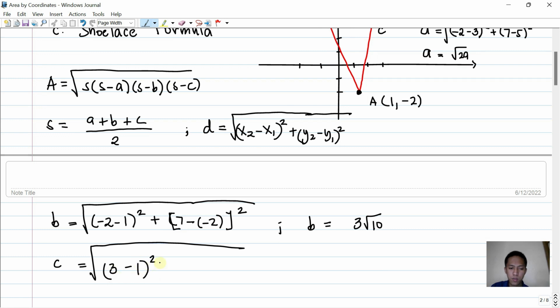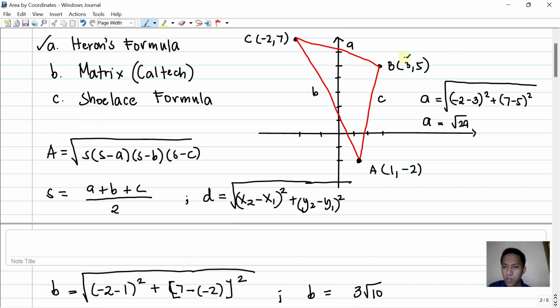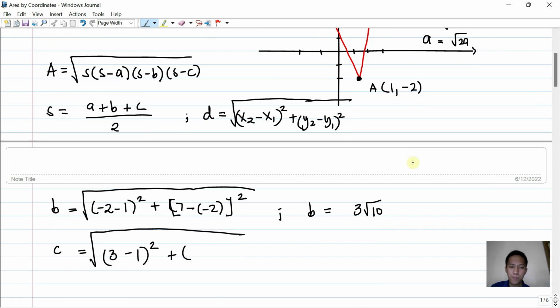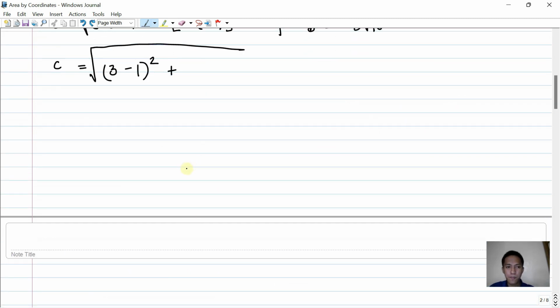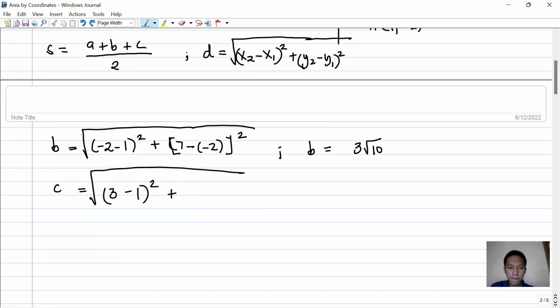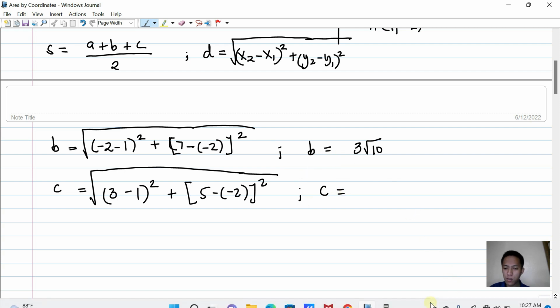So this is squared, plus y sub 2. So y sub 2 is 5 and y sub 1 is negative 2. So 5 minus negative 2. So we have here 5 minus negative 2, and that is squared. So therefore, we have the value of C. Use again your calculator to solve for the value.